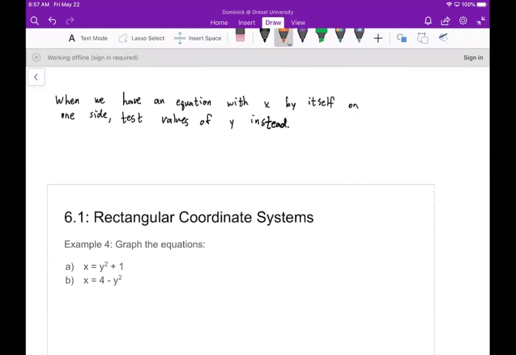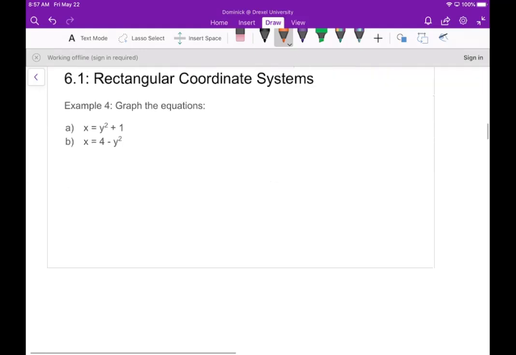Now, if you have an equation that has x by itself, instead of y by itself like we did before, you actually want to make your table of values slightly different. Right? So instead of testing easy values for x, we're going to test easy values for y. That's going to make obtaining these points a lot easier.